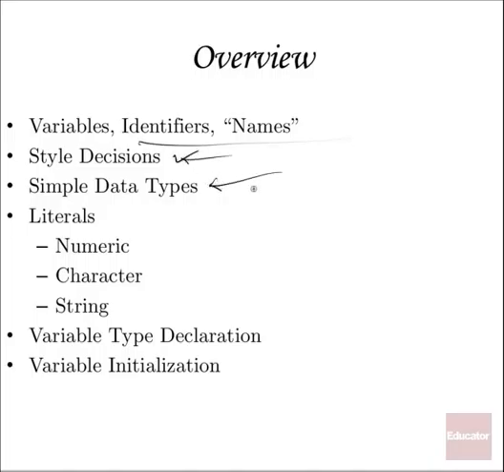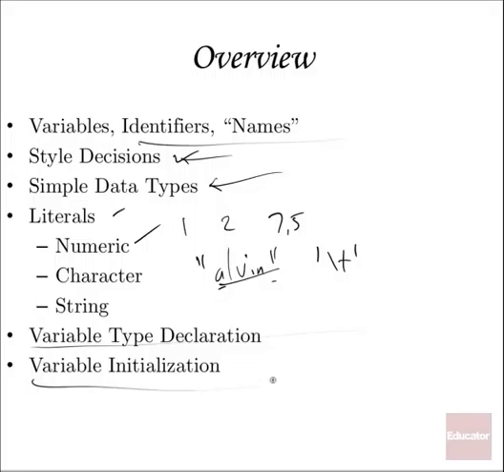We have literals, numeric literals, like 1, 2, 7.5, character literals like Alvin, or just a single character such as the tab. String literals, which is basically, actually this was a string literal here, this is a series of characters, and variable type declarations. We want to have a particular variable, we want to give it a type. Unlike some languages you may have been exposed to, C++ is a strongly typed language, and once you give a variable a type, it stays in that type. You can't just change it willy-nilly. And how we initialize the variables.